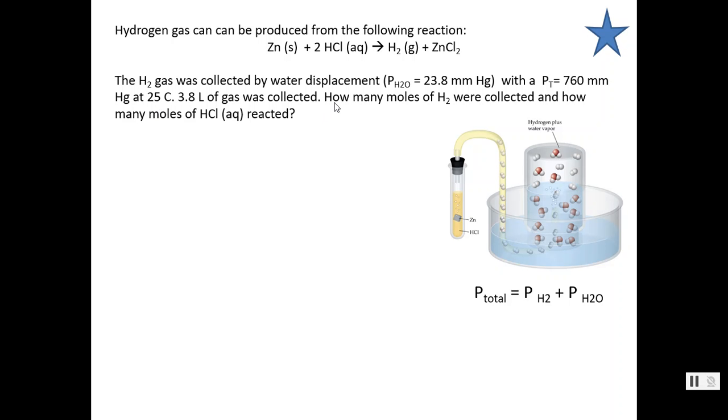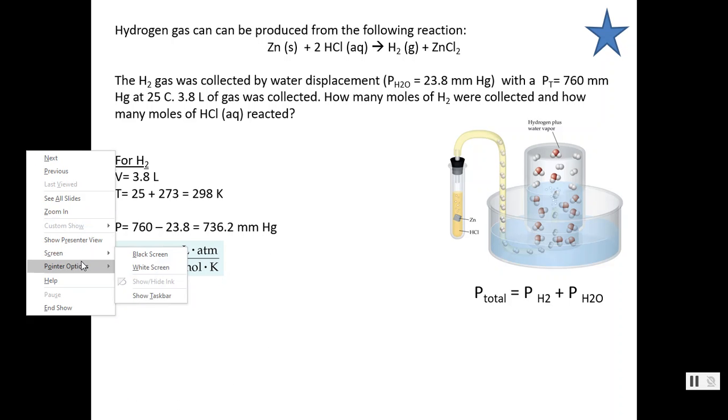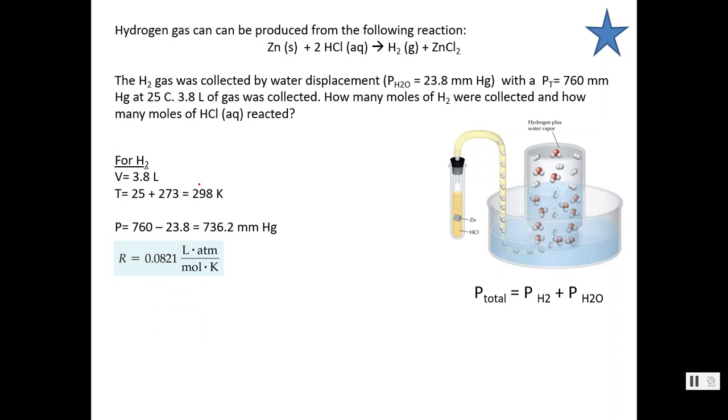Two parts to this question. We want to know how many moles of hydrogen gas were collected and how many moles of HCl reacted in this chemical equation. So, when taking stock of the information that was given to us, we have a bunch of information given with regards to the hydrogen gas. We have the volume in liters. We have the temperature was in Celsius, but we can go ahead and convert that to Kelvin.